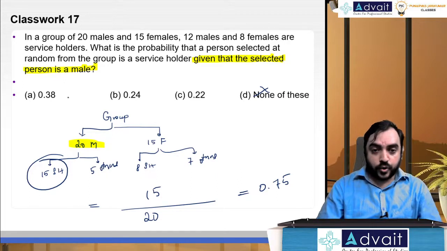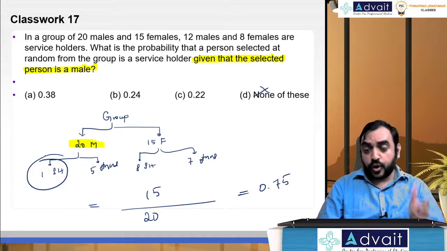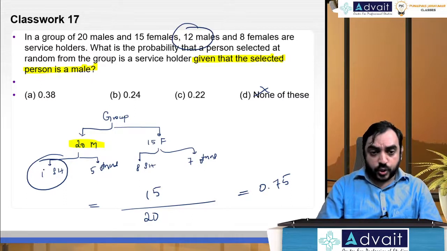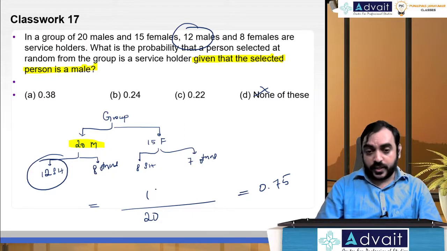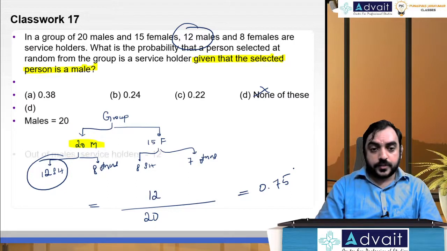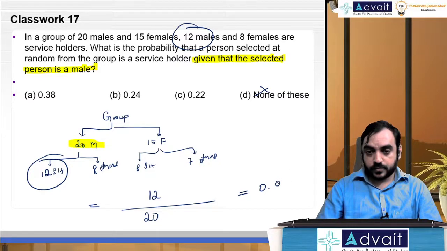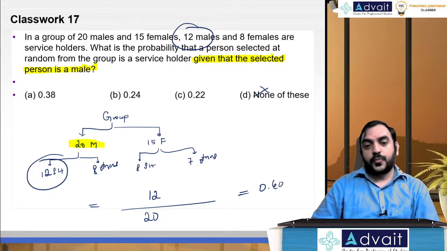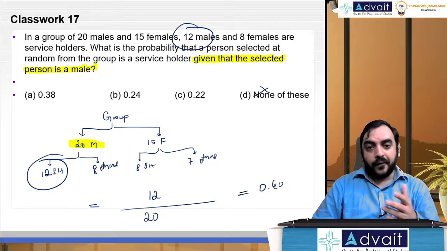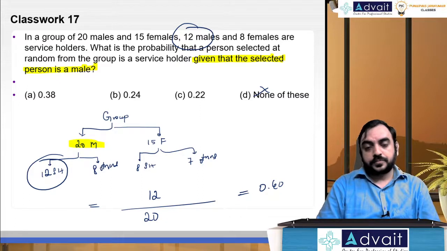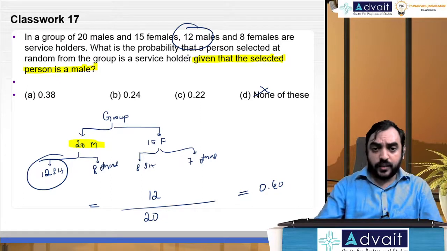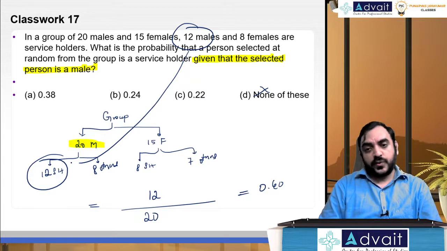Oh, 12 males. Sorry, I wrote 12 males. Oh, sorry, my mistake. It's not 15. It is 12, I wrote wrongly. 12 males. Thank you for clarifying. So 12 means the remaining is 8. This will be 12 by 20. I'm sorry. It will be 12 by 20. That is 0.6, right? I wrote 15 wrongly. 12 males. Out of 20, 12 are service holders.